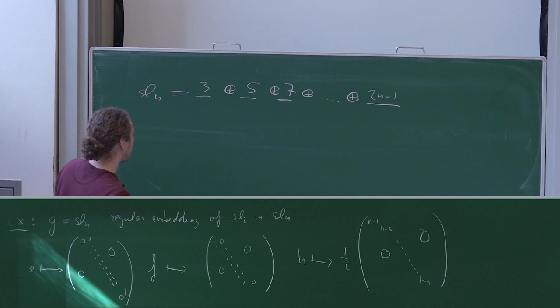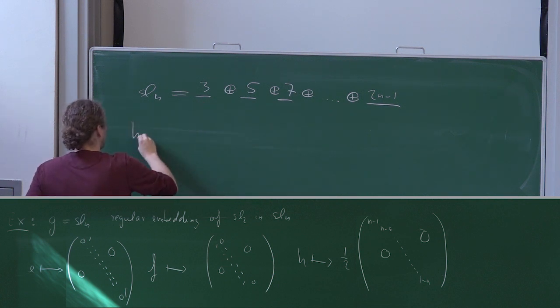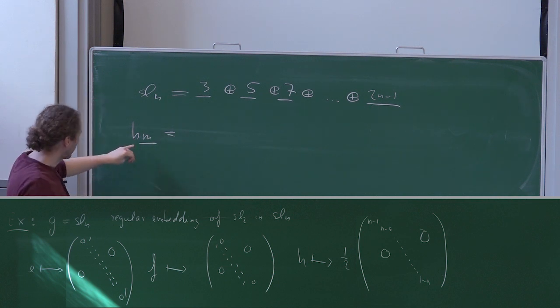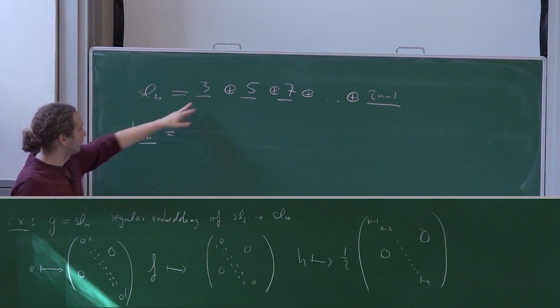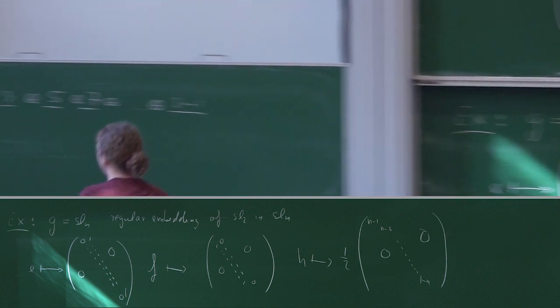And the conformal weight of the field corresponding to the m-dimensional representation is m plus 1 over 2.